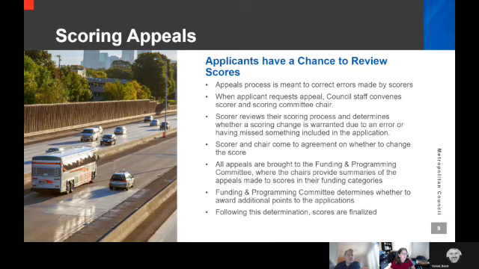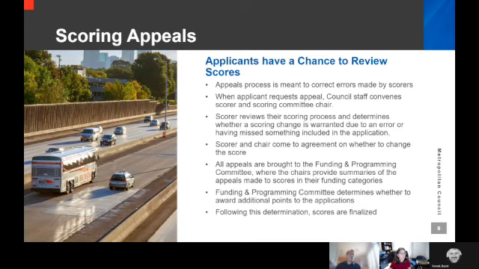When an applicant reviews an appeal, the council staff will convene the scorer and the scoring committee chair. The scorer will review their process and determine whether they made an error or they missed something in the process, and then work with the chair to come to an agreement with whether to change the score. So the appeals are brought to the subsequent funding and programming committee meeting, where the chairs provide summaries. The scores are not really directly a part of that, but the chairs provide the summary of what had happened and the decision, the recommendation that the chair and the scorer have come up with.